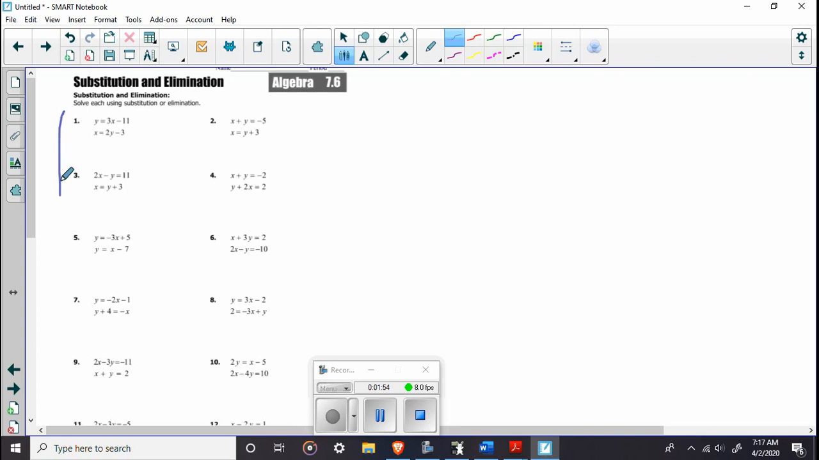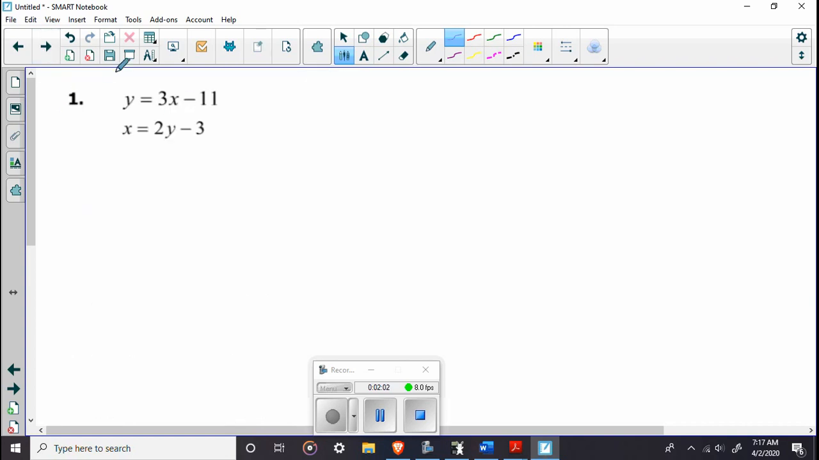I'm going to go over these first four, and then I want you guys to try the next four tonight. All right, so your first one, substitution or elimination. Since you have an isolated variable, actually you have options, you can do either one. Y is equal to 3x minus 11. What that means is that I can replace all my y's with 3x minus 11. We call that substitution. Everywhere I see a y, I'm going to replace it with 3x minus 11. Why am I allowed to do that? Because that's what y is equal to.